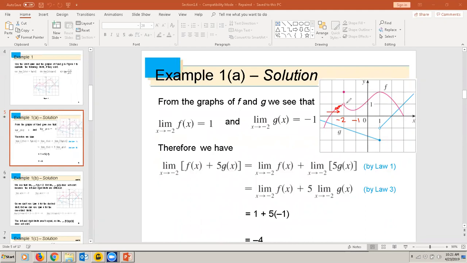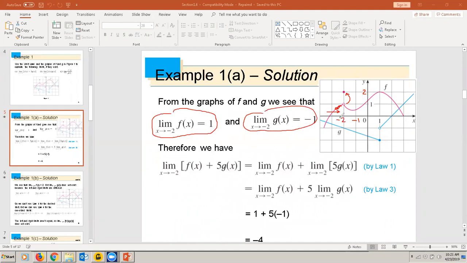I'm also noticing that at x equals negative 2, the value of the function jumps to a y value of 2. But remember, that doesn't matter for the limit, because for the limit process, I only allow x to get closer and closer to negative 2. So the answer for the limit as x approaches negative 2 of f of x is 1. All right, let's do the same thing for g of x.